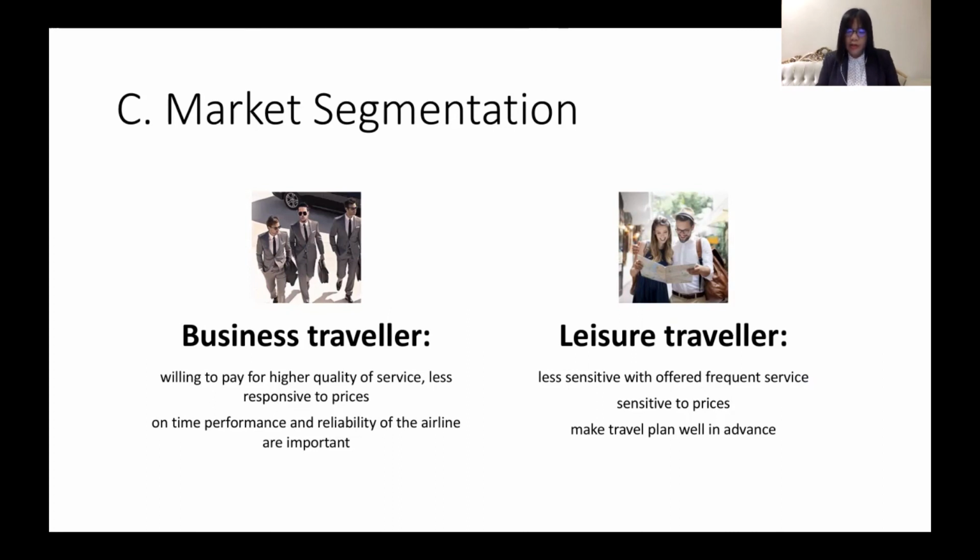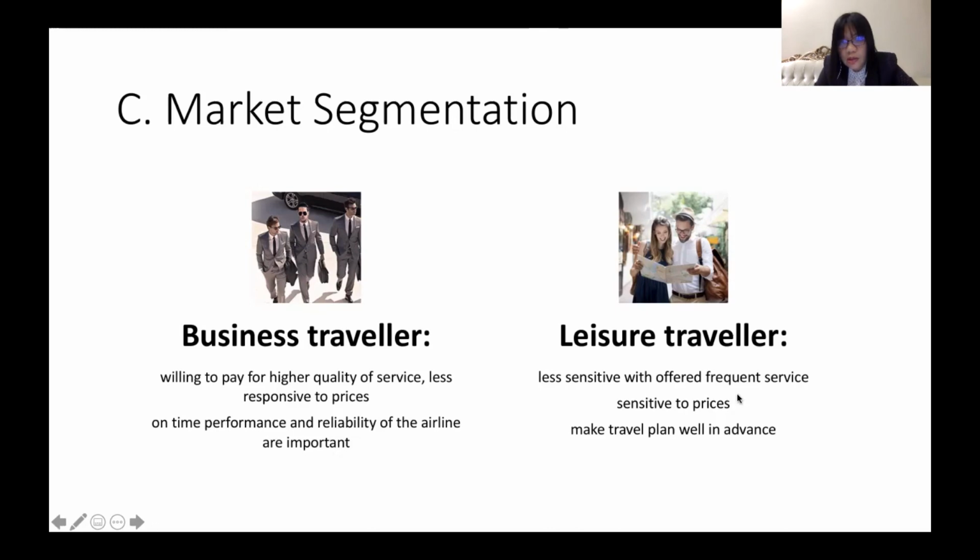These travelers need an airline service which is flexible, in the sense of accommodating last-minute changes in plans. Thus, a high probability of being able to obtain a seat at the last minute is essential. They need convenient air service with the shortest possible elapsed trip time. Business travelers are generally willing to pay for higher quality of service and thus tend to be less responsive to prices. The on-time performance and reliability of the airlines are also very important to this group of consumers.